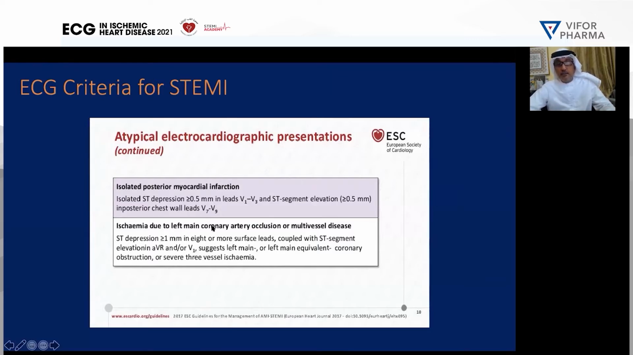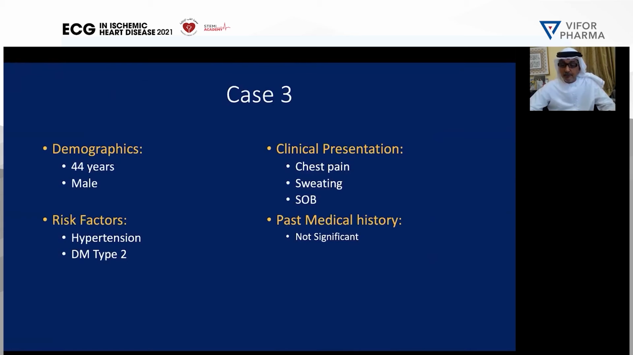Another scenario is ischemia due to left main or multi-vessel disease, and these patients can present with ST depression in 8 or more surface leads, so a lot of ST depression across with ST elevation in aVR. But remember that this is not specific. Recently I had a patient with aVR ST elevation because of severe anemia, or aVR ST elevation because of myocarditis or pulmonary embolism. So ST elevation in aVR just indicates a global ischemia. It can be a supply or a demand ischemia. So those are the atypical presentations of acute MI.